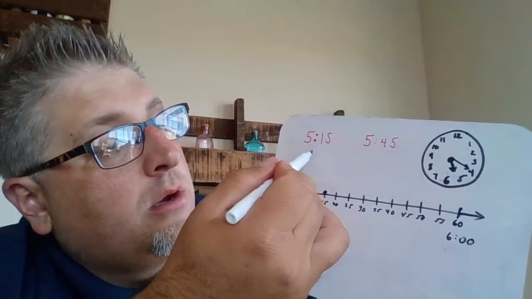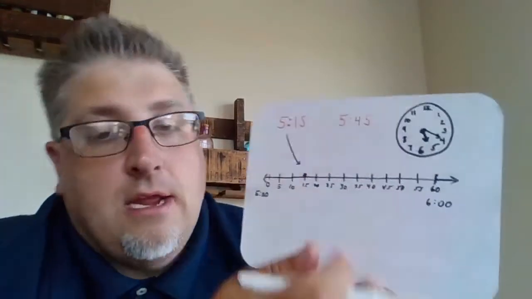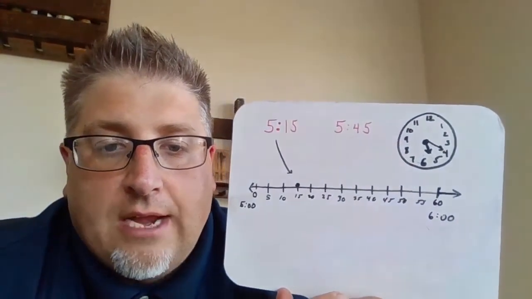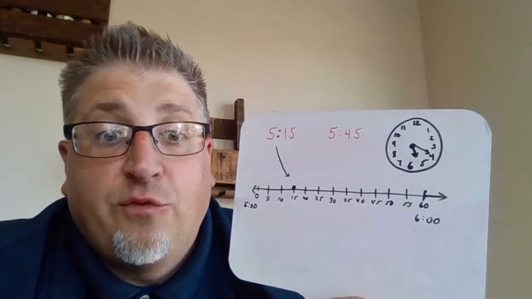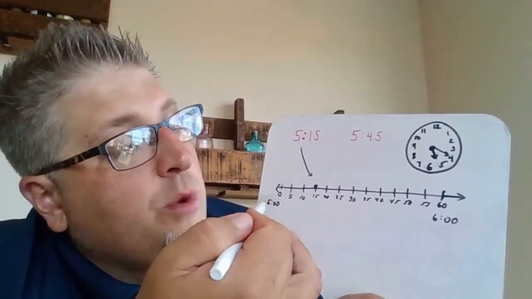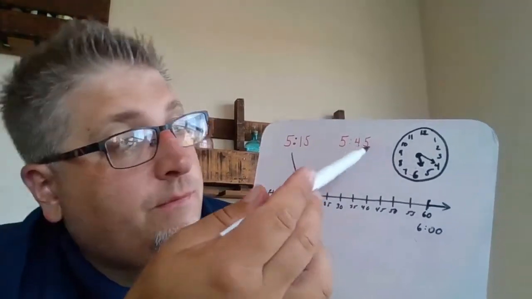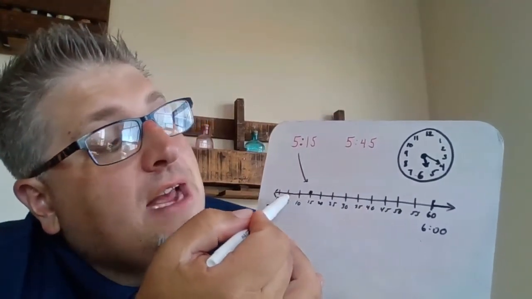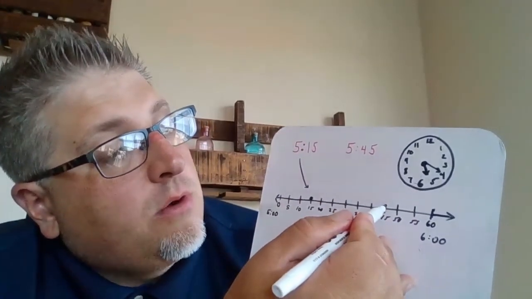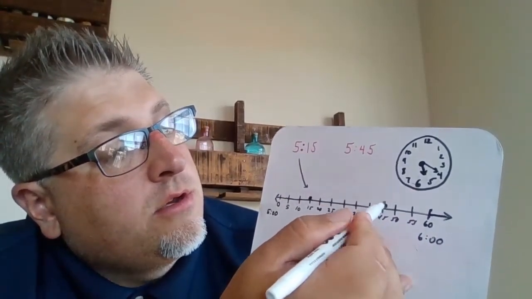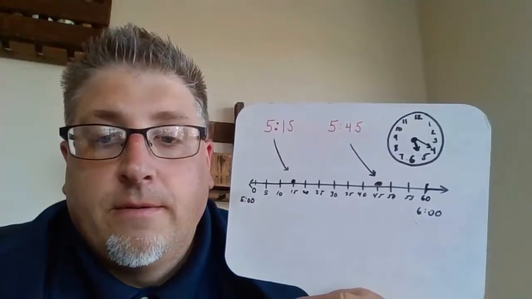Okay? We'll draw a line right there. There's 5:15 right there. Okay? 5:15 on our number line. The 5 here, 15 minutes. Okay? 5:45, same thing. We know we have 5 o'clock here. We have to go through our number line and get to, you guessed it, 45. 5, 10, 15, 20, 25, 30, 35, 40, 45 is right here. So that plot line would be 5:45.